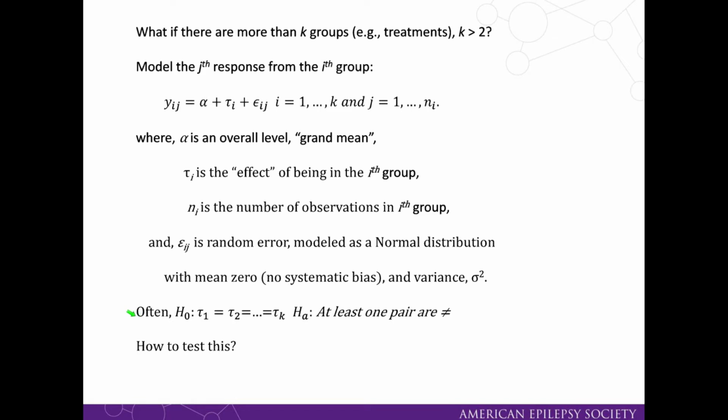And so it is often the case that the null hypothesis here is that the means are all equal. Tau 1 and tau 2 up through tau sub k are all the same. In other words, there is no difference among these treatments, so that these responses would all be the same. But now the question is, how do we test this?